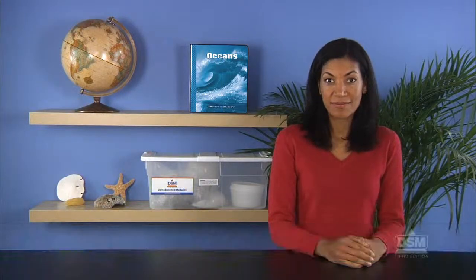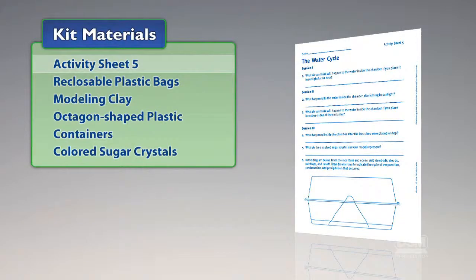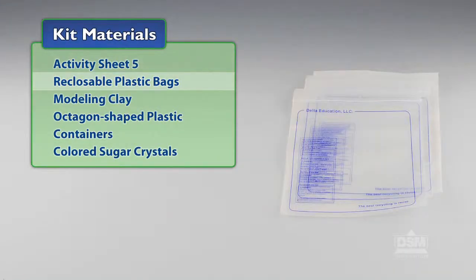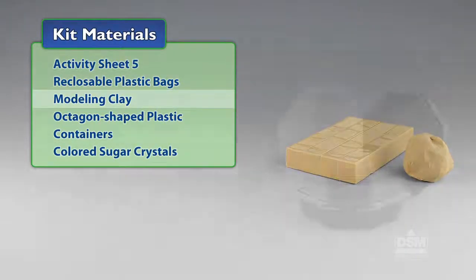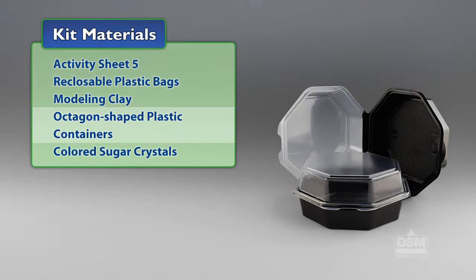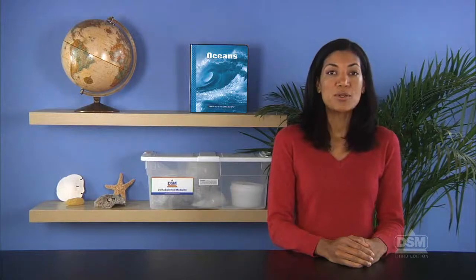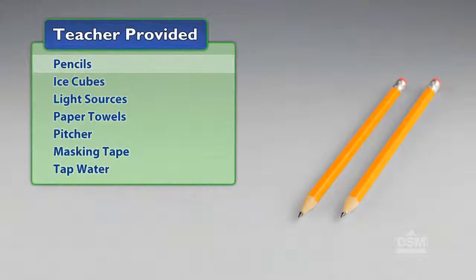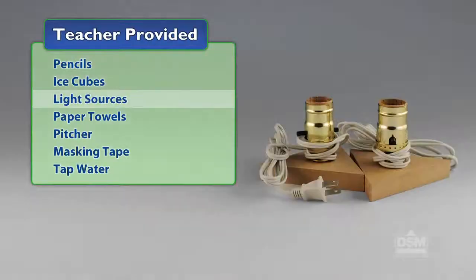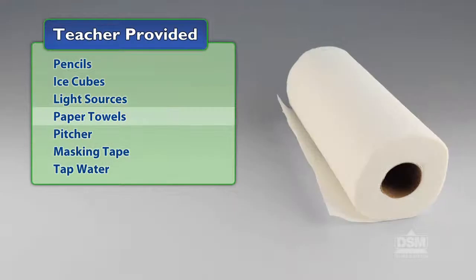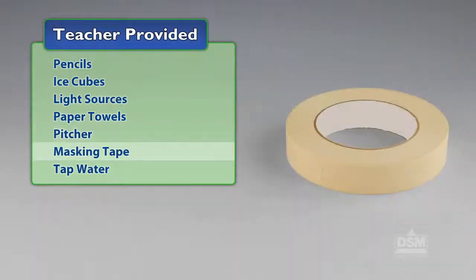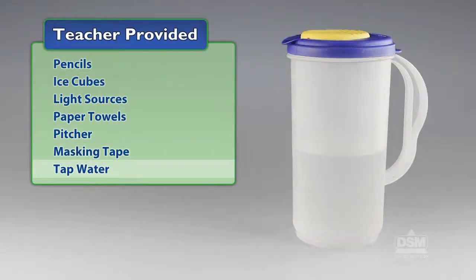You will need the following materials from the kit. Activity Sheet 5, reclosable plastic bags, modeling clay, octagon-shaped plastic containers, and colored sugar crystals. You will also need to provide pencils, ice cubes, light sources, paper towels, pitcher, masking tape, and tap water.